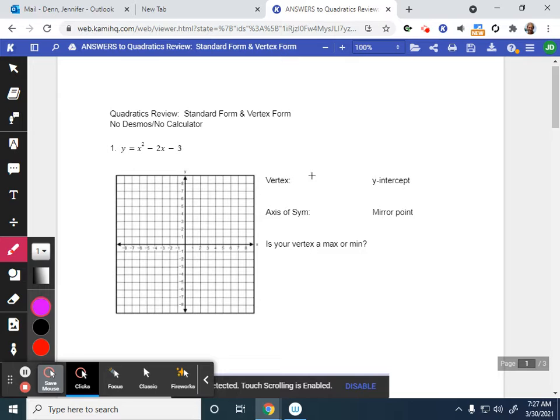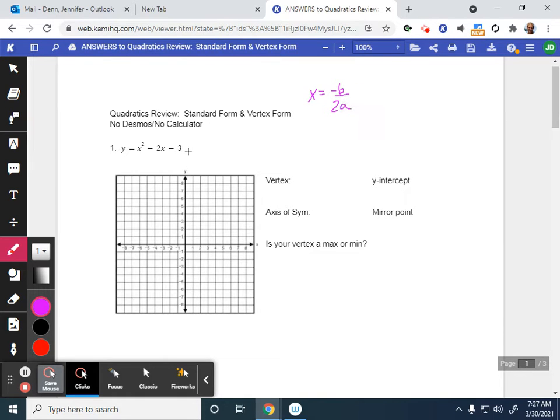Okay, so this is in standard form. So our vertex is found, the x value is found by doing negative b divided by 2 times a. First of all, let me get a, b, and c. So we've got a is 1, b is negative 2, c is negative 3. So the x value of our vertex is negative b. When I say negative b, what I really mean is the opposite of whatever b is. So b is already negative, so we have the opposite of negative 2. So really, that top number is going to become positive 2.